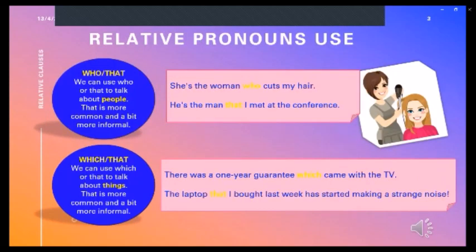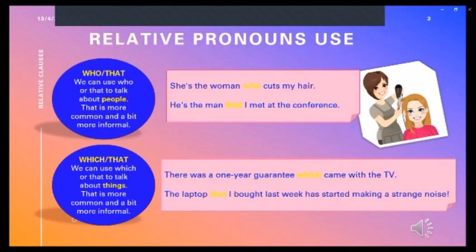Let's talk about relative pronouns used in detail. Who or that. We can use who or that to talk about people. That is more common and a bit more informal. For example, she's the woman who cuts my hair. He's the man that I met at a conference.